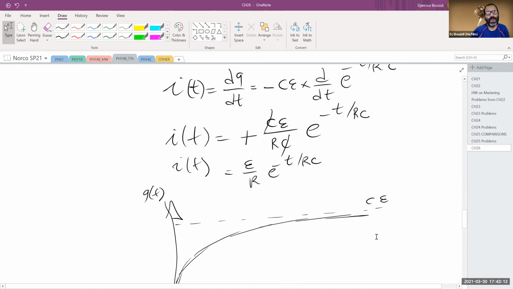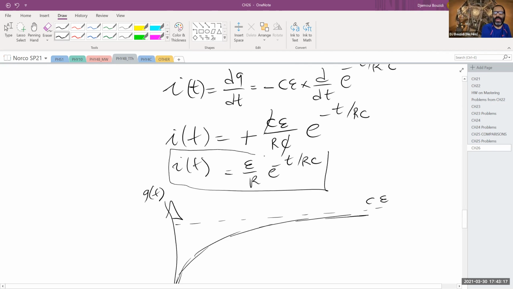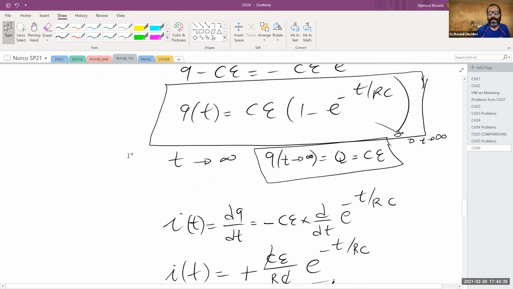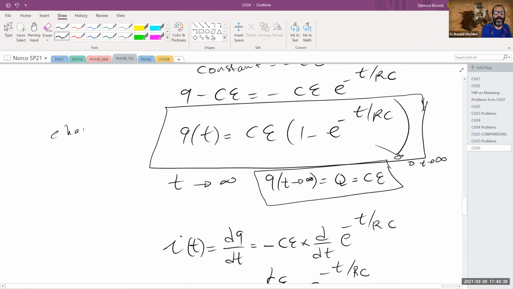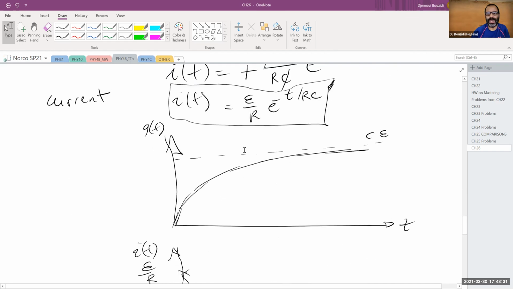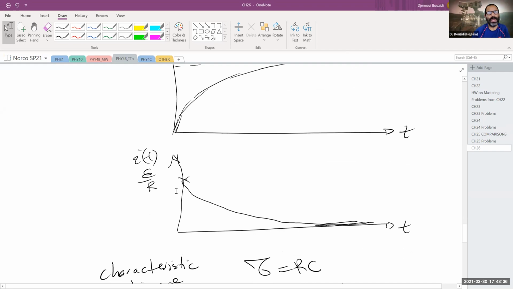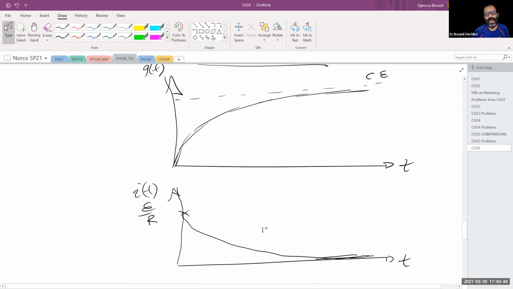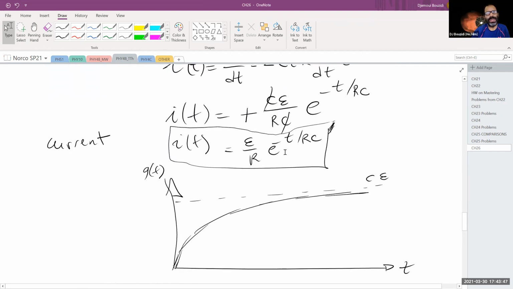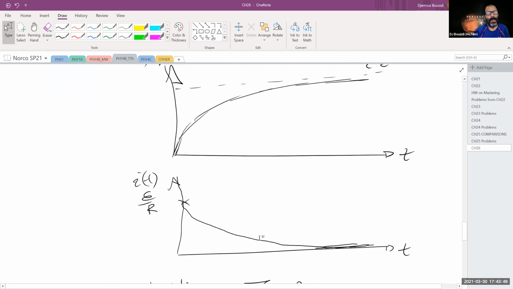Then we found the current also, the rate at which the charge is charging. Those two equations are needed for a lot of your homework problems, and sometimes to solve other things. So this equation is the current, and the other one is the charge. This is how we're building this charge. At t equal to 0, the exponential is 1, and the current is maxed at epsilon over R. Then as time goes by, the current drops exponentially. When t goes to infinity, the current goes to 0.